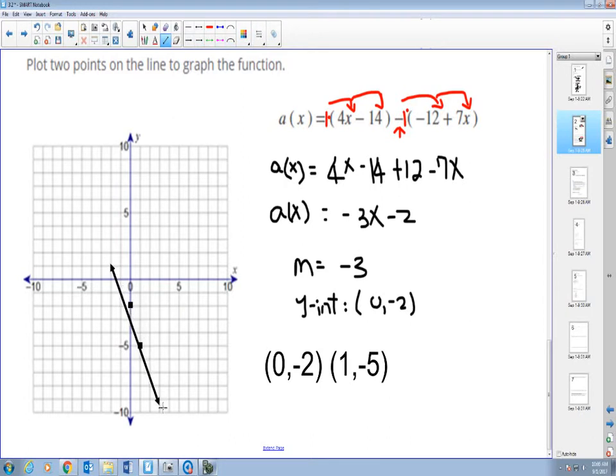Nothing hard, nothing hard. Oops. A little bit crooked there. Alright. Let's do some quadratic functions, okay?